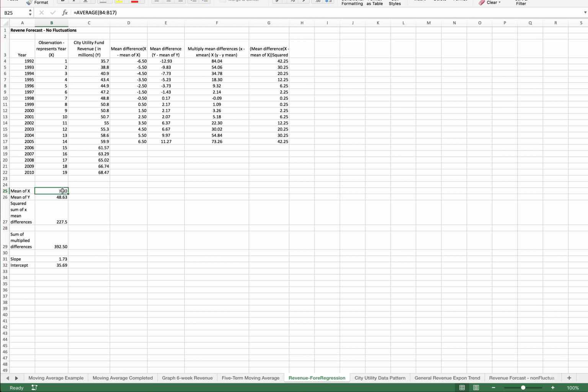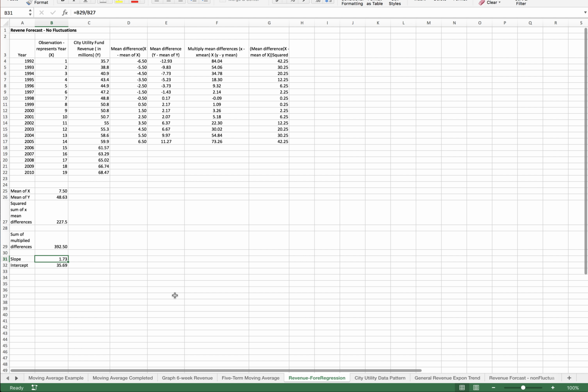So I have the mean of X, the mean of Y, the sum of the squared differences, the sum of the multiplied differences, and then I calculated my slope and my intercept. If you recall, the slope gives you a gauge of the direction that your data are going to trend in. So right now this looks to be a positive slope, so I can pretty much expect a positive influence of my independent variable on my dependent variable.